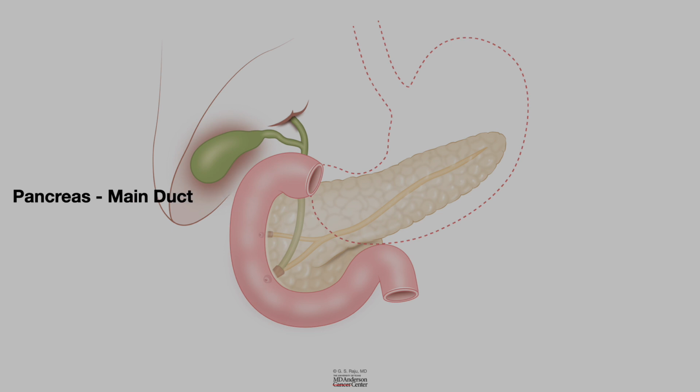There is one main duct, the pancreatic main duct, and this is how it looks when injection is done for a pancreaticogram. It goes from the head through the body and tail. And the main pancreatic duct opens at the major ampulla.